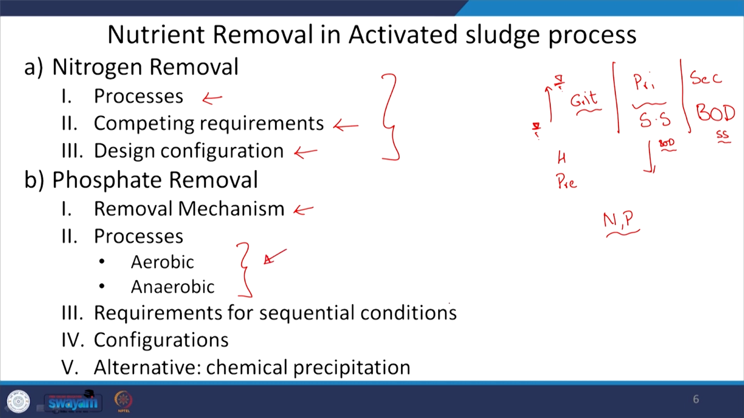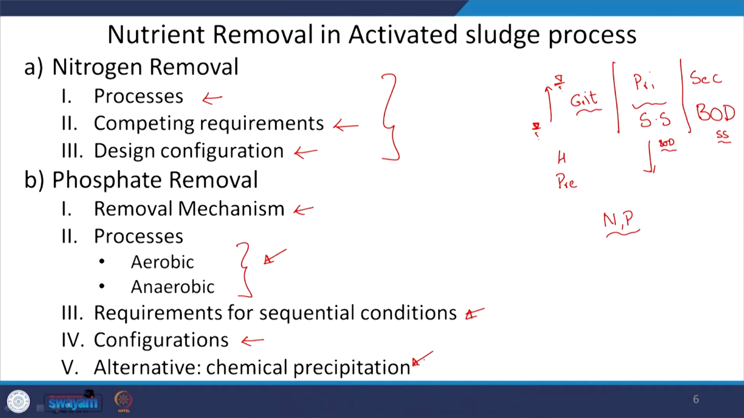In that context, we will look at the requirement for the sequential conditions, and maybe look at a couple of configurations, as in if you want to achieve phosphorus removal, how do you need to look at the plant or redesign the plant, let us say. We will just look at that briefly, and if I am not able to achieve that, I can remove phosphorus by chemical precipitation. So, we will briefly look at that aspect. I believe in this session we will be mostly looking at nitrogen removal, and in the next session we will be covering phosphorus removal. Let us move on.